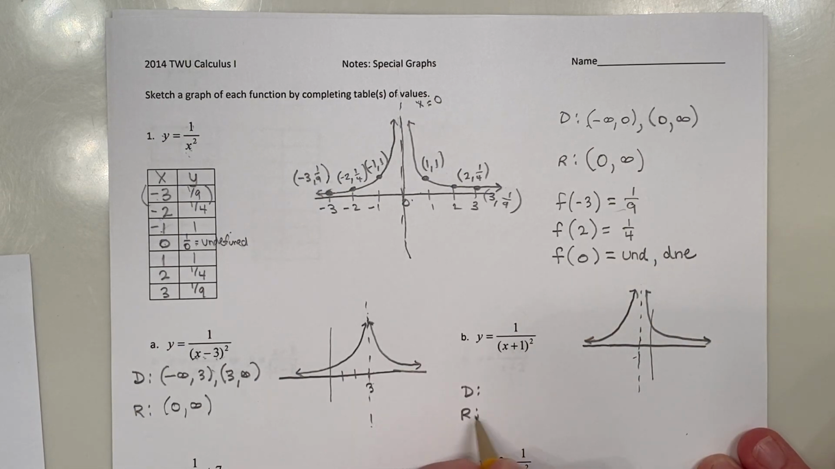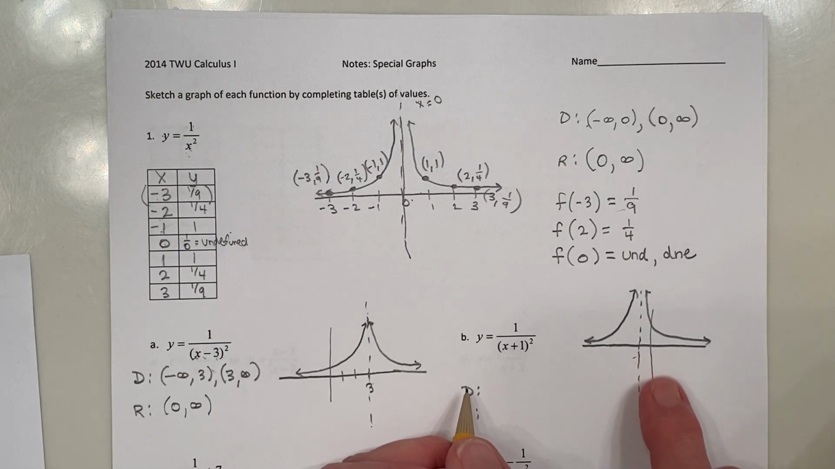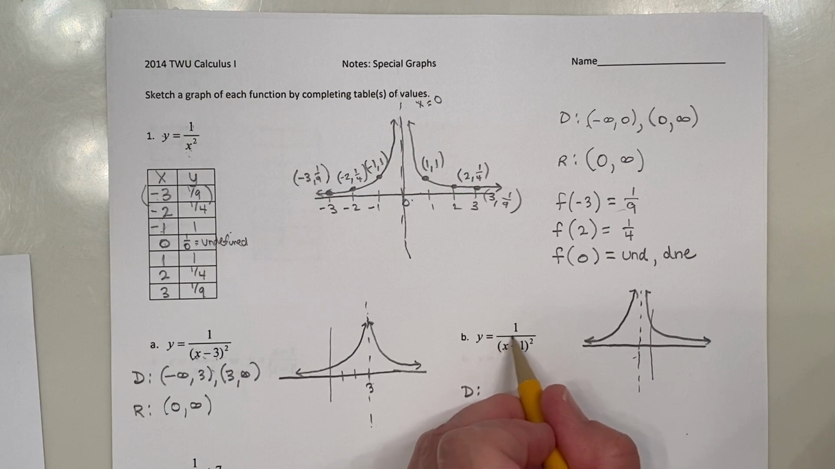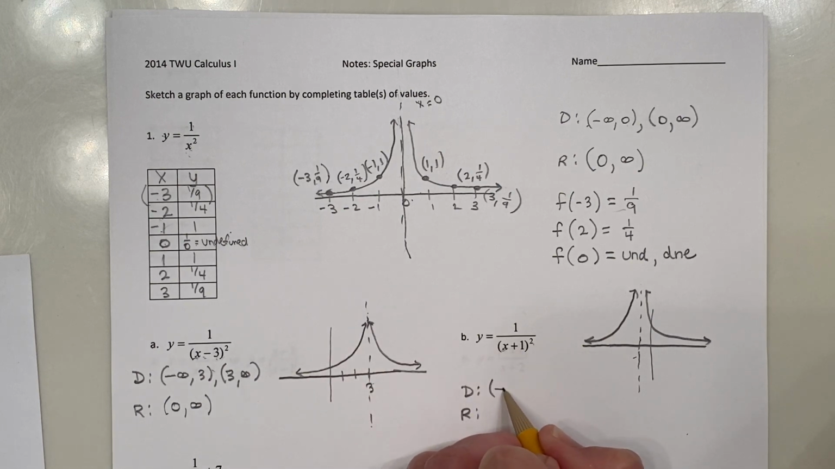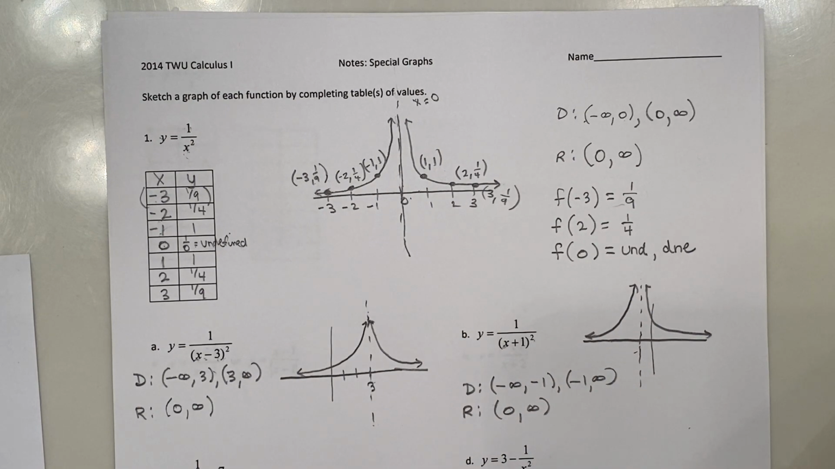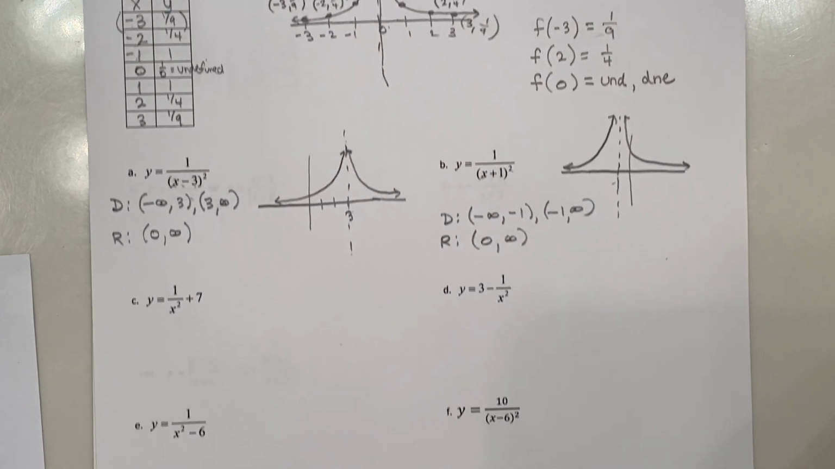Let's state domain, let's state range. Well, the domain changes. I can have an x value of 0 because that won't contribute to my getting 0 down here. But if x is -1, then I am going to get a 0. So the restricted x value is -1. And the range didn't change because I didn't shift the graph up or down. All right, let's look at C and D.